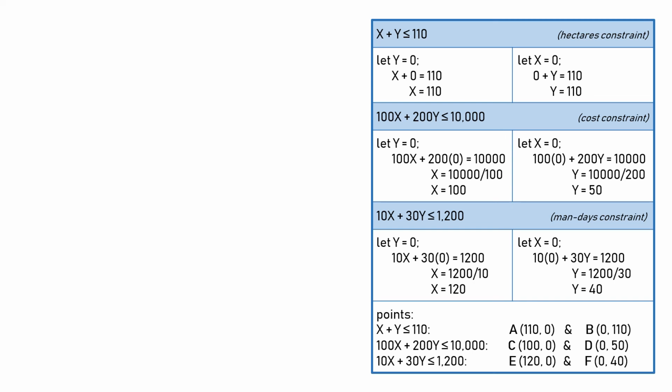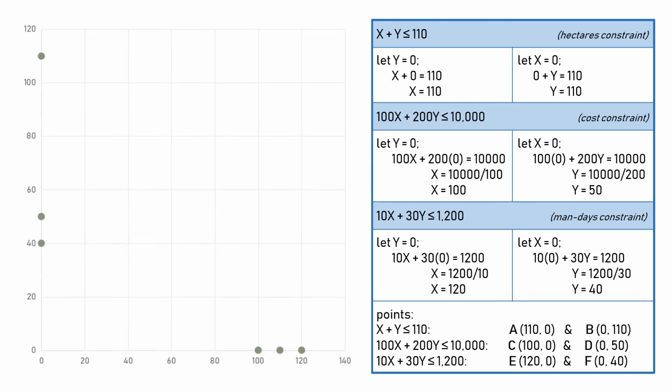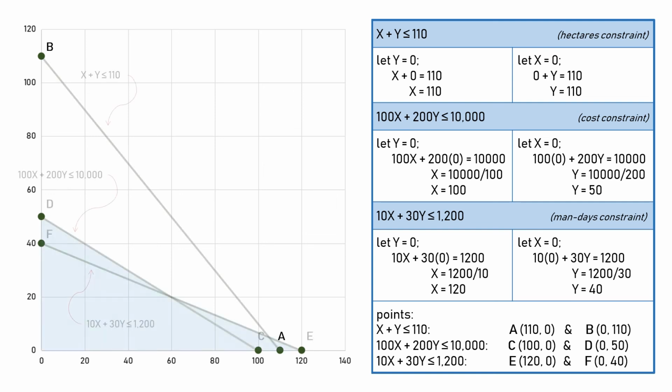These values will be the coordinates of point A. Then we proceed to solving the y-intercept, and this time the x value is set to 0, which gives us 0 plus y equals 110, with the coordinates (0, 110) of point B. We will now continue to repeat these calculations on the remaining constraints as shown on the table. After identifying all the coordinates, we then plot this on the graph as shown.